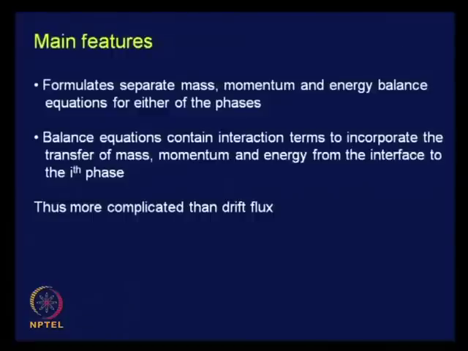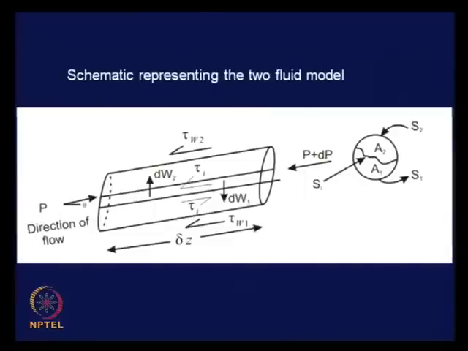These balance equations have to contain interaction terms to incorporate the transfer of mass, momentum and energy from the interface to the ith phase. Accordingly, we had written down the equations, considering that both the phases flow separately. Therefore, there is tau W1, the interaction between phase 1 and the wall, tau W2, the interaction of phase 2 with the wall, and tau I, the interaction between the two phases, which we assume to be in the direction of motion for the heavier phase, and opposite to the direction of motion for the lighter phase, because quite naturally the lighter phase flows faster than the heavier phase, isn't it.